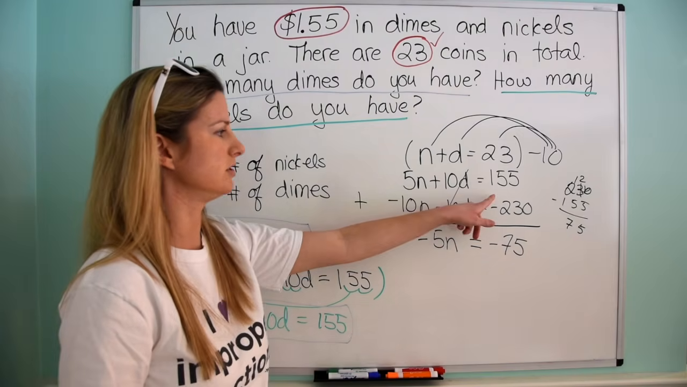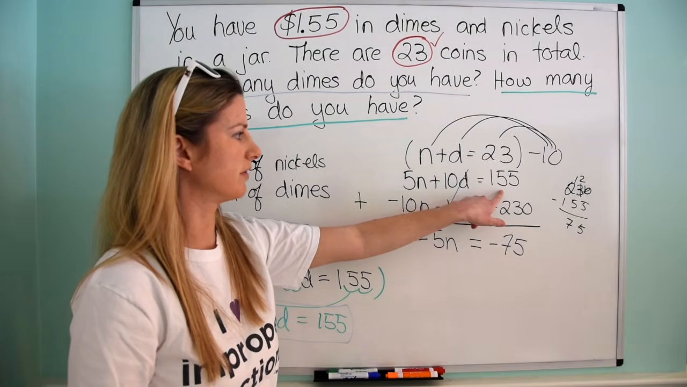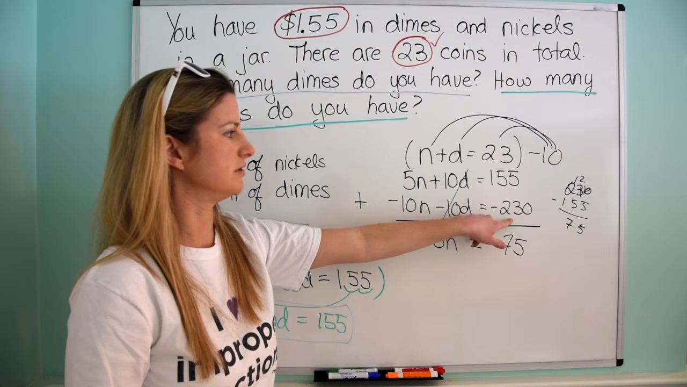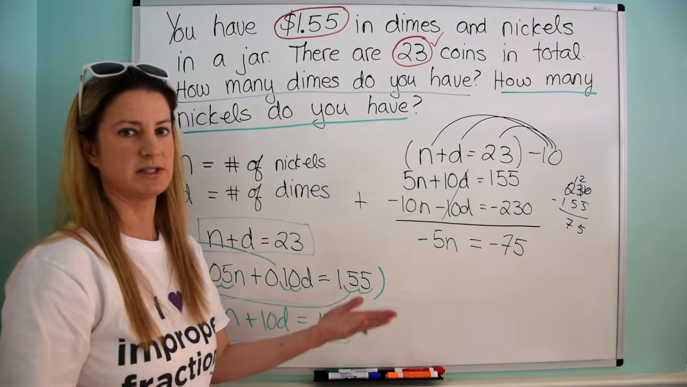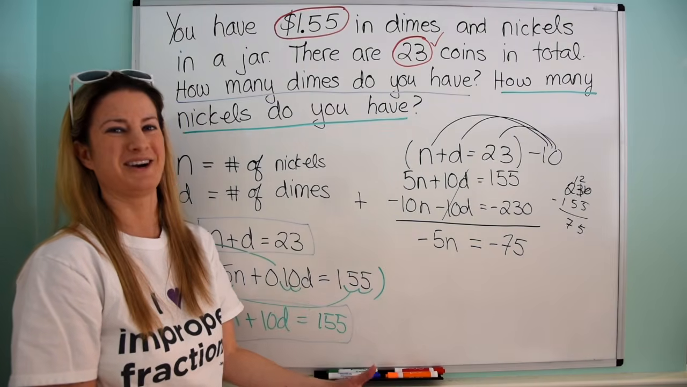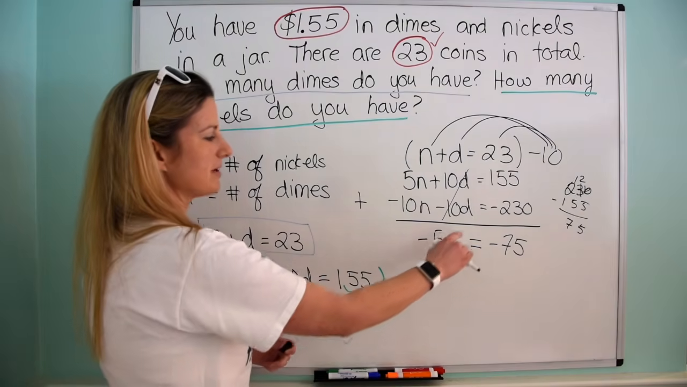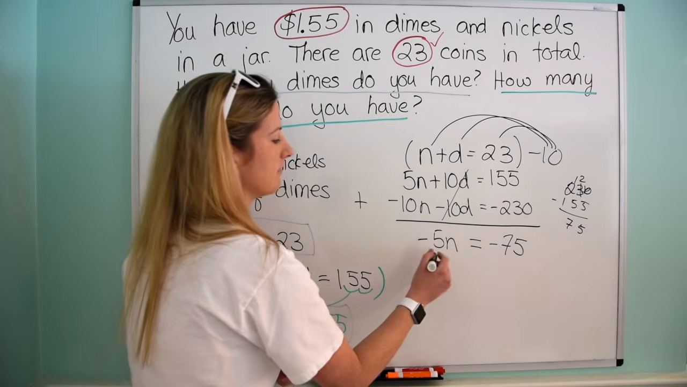You can use a calculator, however you want to do it. You can also solve by addition. You can say, how many do I need to get from 155 to 230, and that's going to be 75, but then it's negative because you're going negative. You know what I mean? There's a lot of ways to do that, but of course, if you just want to use a calculator, go for it. Okay, so now we have -5n equals -75.